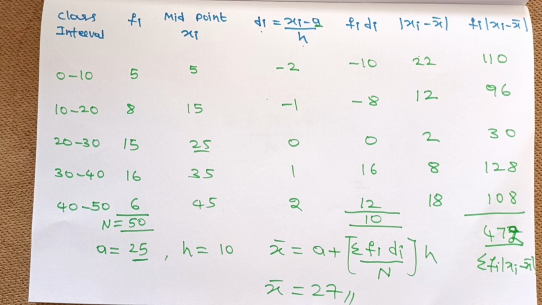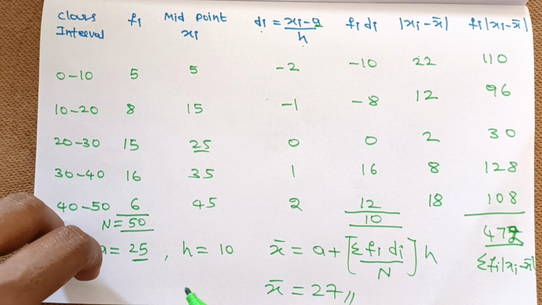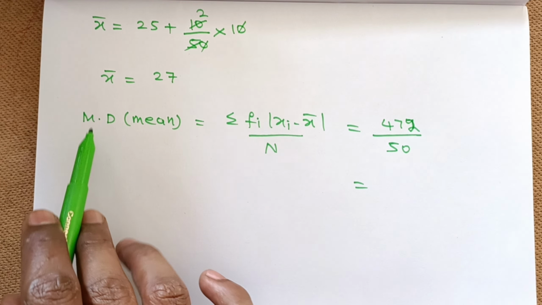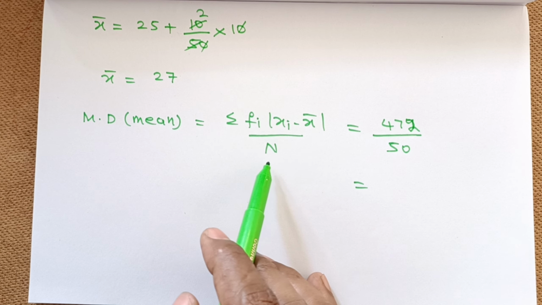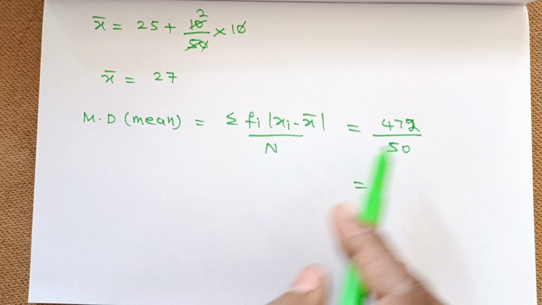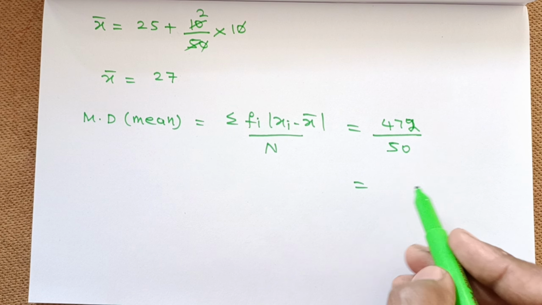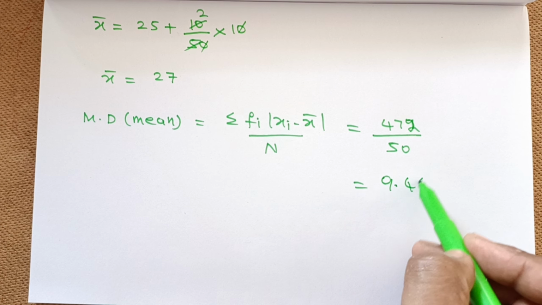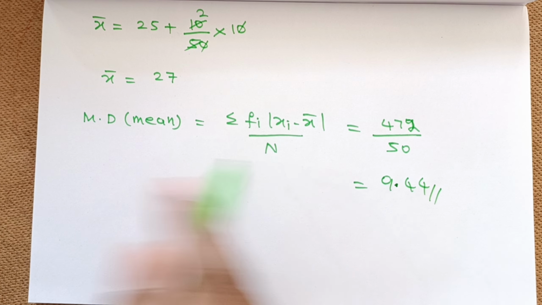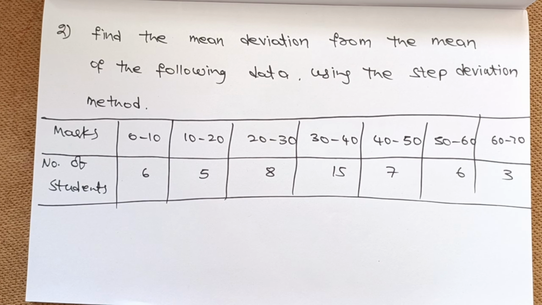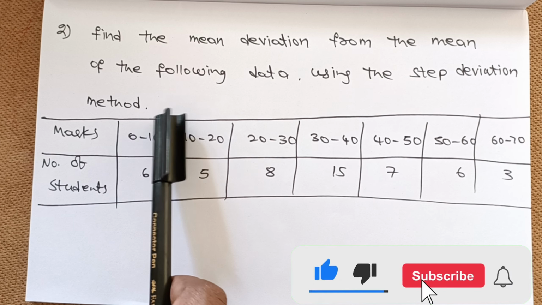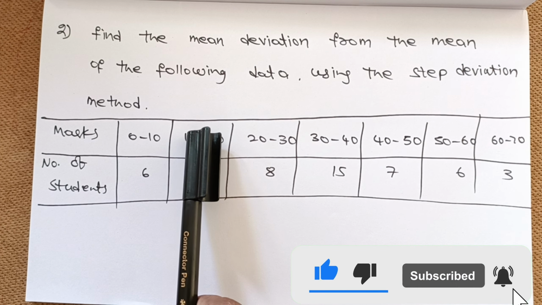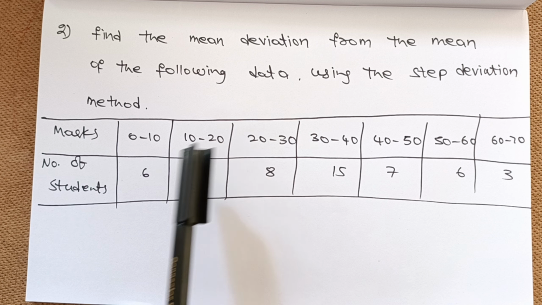Now we can find the mean deviation about the mean. We know the mean deviation about the mean formula is sigma fi modulus of xi minus x bar by n. So this is 472 and n is 50. We calculate this and get 9.44. So this is the mean deviation about the mean value. Try to solve this question: find the mean deviation from the mean of the following data using the step deviation method. This is also similar to the previous question.